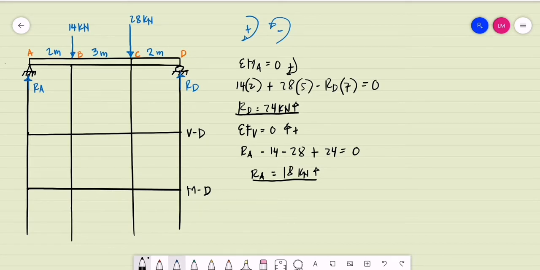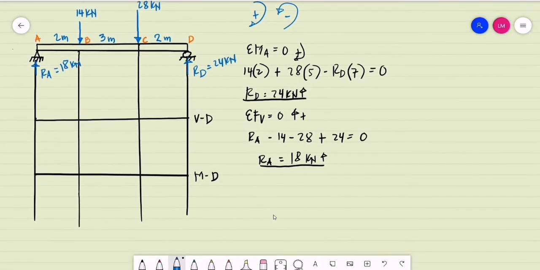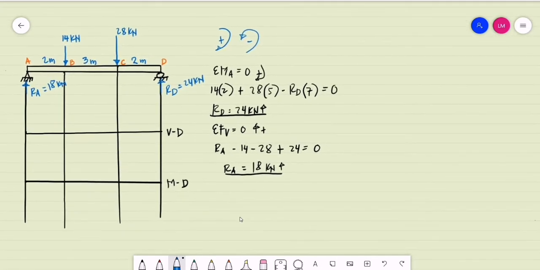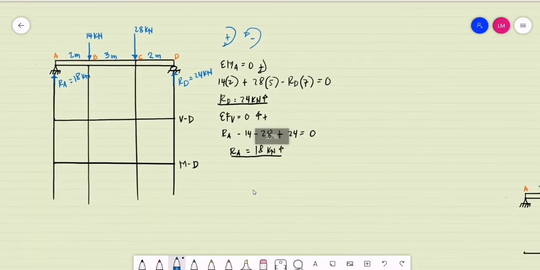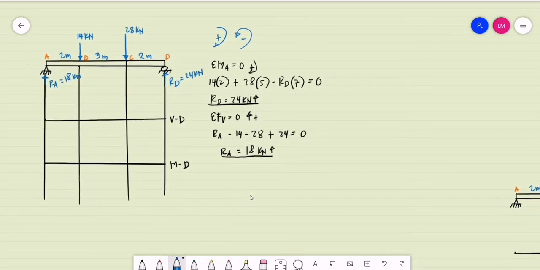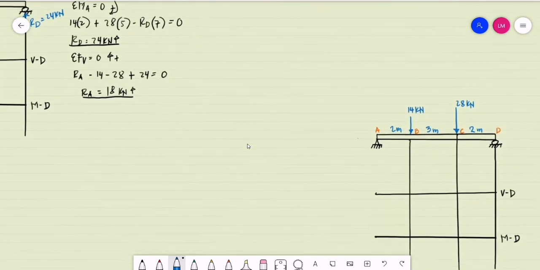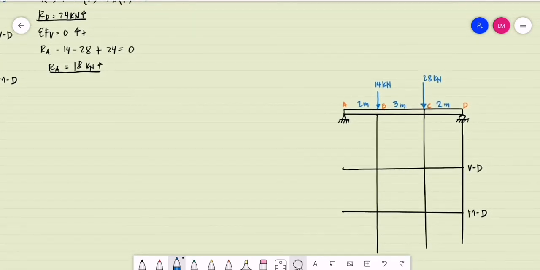So these are our support reactions. The support reaction at A is 18 kilonewtons upward. The reaction at D is 24 kilonewtons, also upward. If we are now to draw the shear diagram and moment diagram, we may first establish our shear equation and moment equation per segment. That is one way to draw or give the details of our diagram.